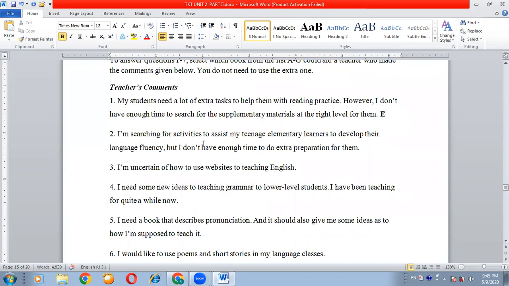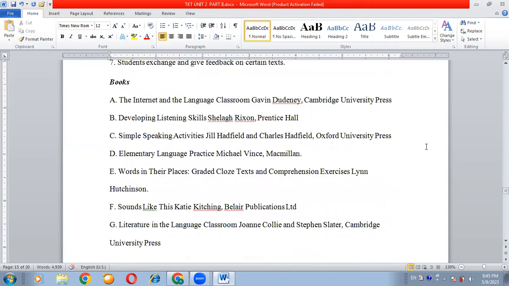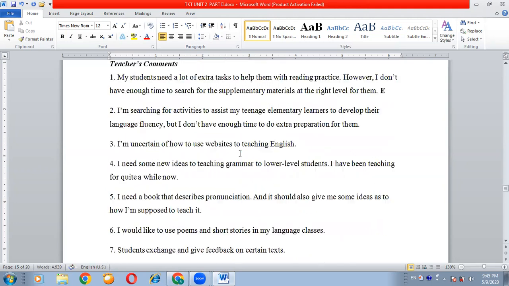I'm searching for activities to assist my teenage elementary learners to develop their language fluency. But I don't have enough time to do extra preparation for it. He doesn't have time to do extra preparation, but however, he wants to develop students' language fluency. So what's the book you recommend? D. Elementary language practice. So it's a book with exercises, something like that. It should be D.